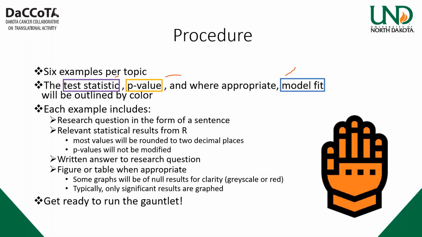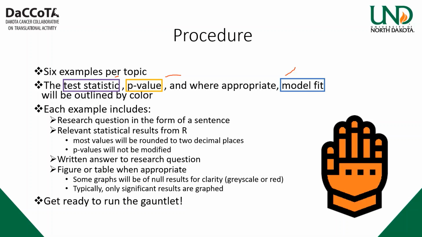So I will clean up the results relevantly, rounding most values to 2 decimal places. However, I will not modify the p-values because I find it's important to leave them as is. Then I will provide a written answer to the research question, again trying to enunciate the results as clearly as I can, and then I'll provide a figure or table when appropriate.